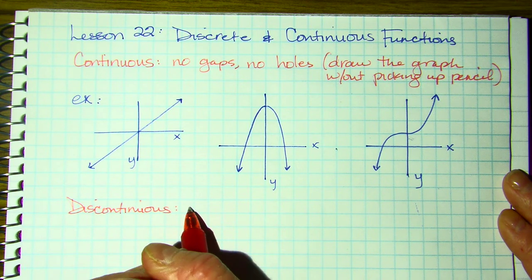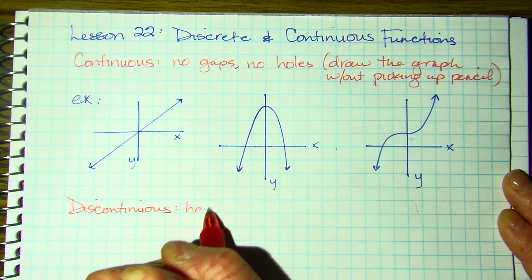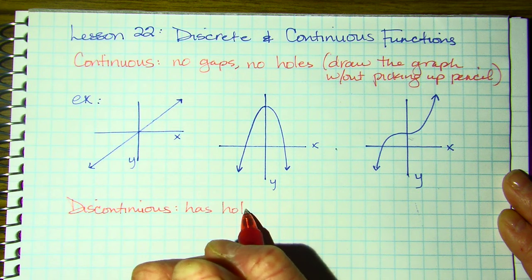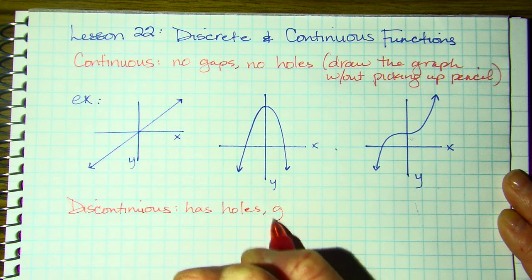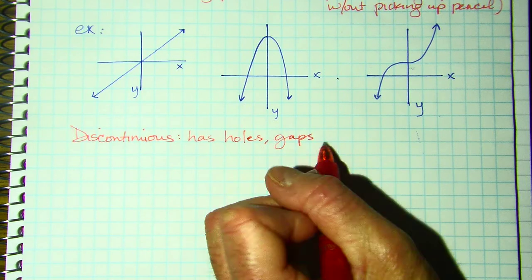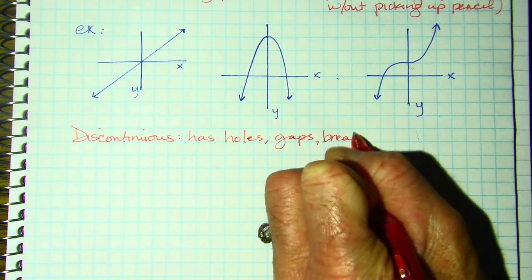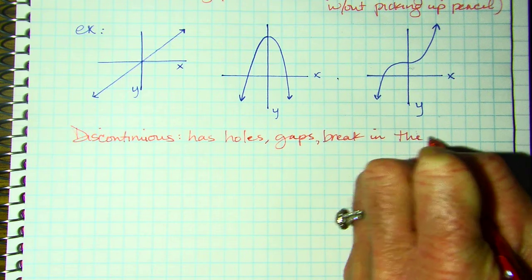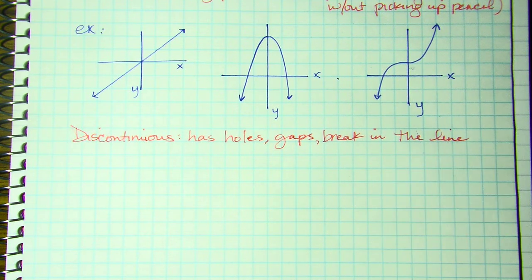Then there is discontinuous. Discontinuous means there has holes, gaps, there's a break in the line. There's obvious gaps and holes, like you would have to pick up your pencil when drawing.